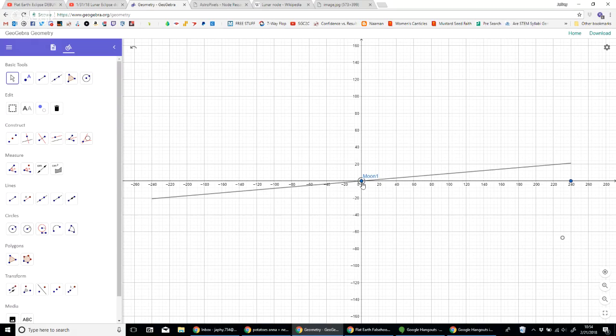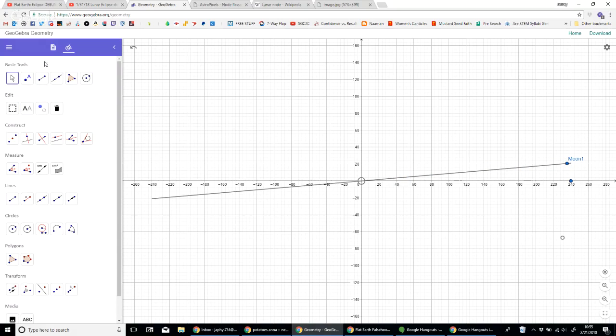Okay. So as the moon is going around its orbit, sometimes it's lower than the Earth, sometimes it's higher than the Earth. When it goes from its higher position down to its lower, we call this it passing its descending node. And when it goes from its lower orbit, when it passes up, we call this the ascending node. Okay.